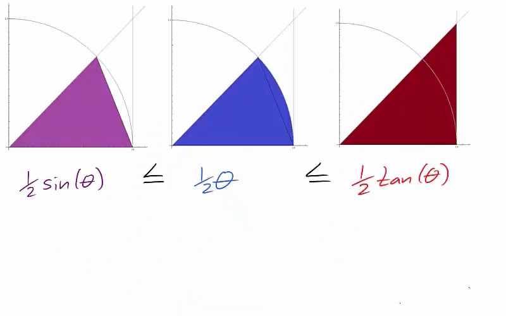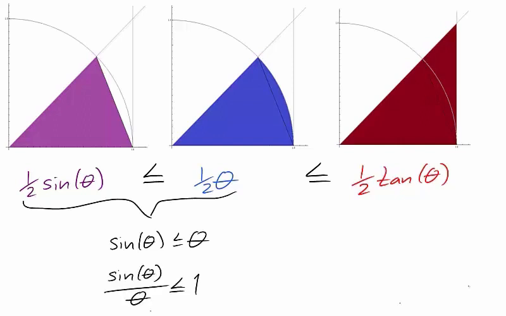From the unit circle, we have found three shapes with increasing area, and from these areas, we obtain two inequalities. With the first inequality, we can multiply by 2 and then divide by theta to obtain sine theta over theta is less than or equal to 1. We could divide by theta because theta was chosen to be non-zero, and we don't worry about the inequality changing direction as theta is positive.